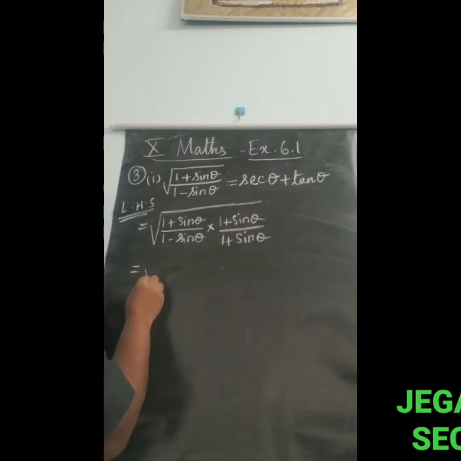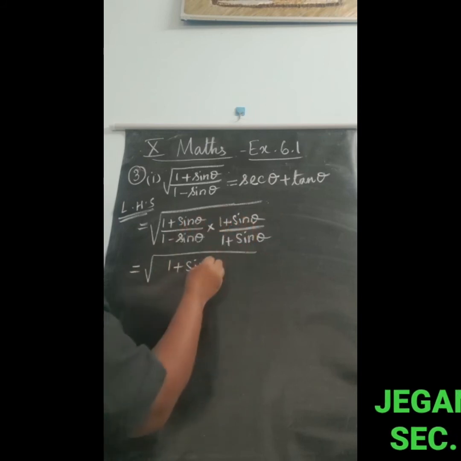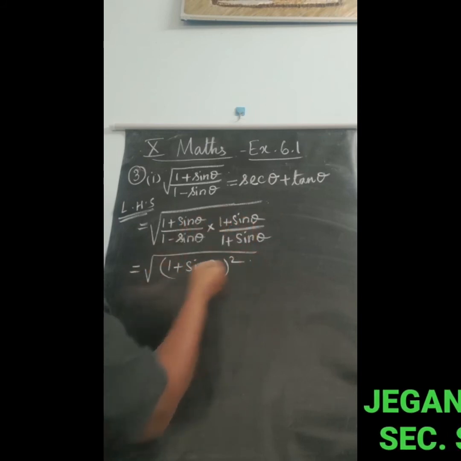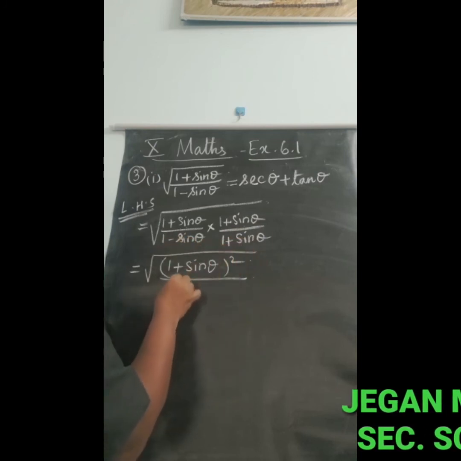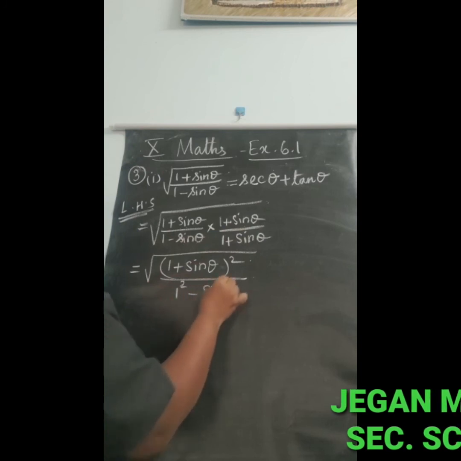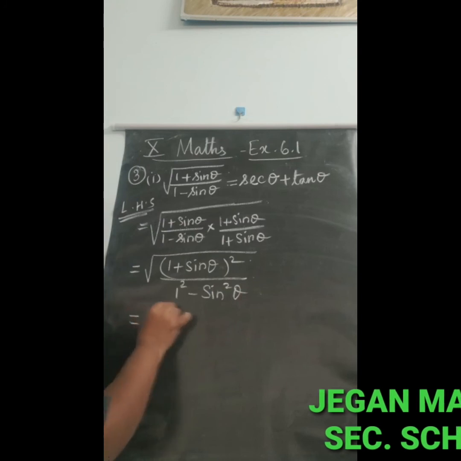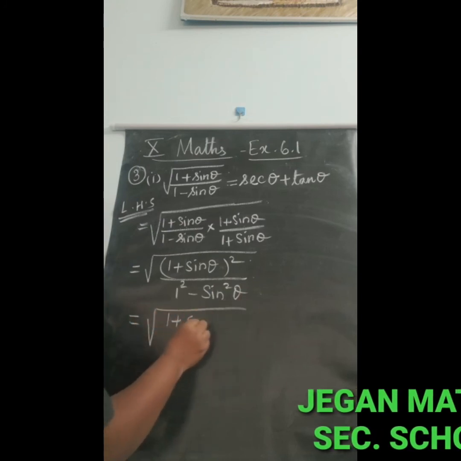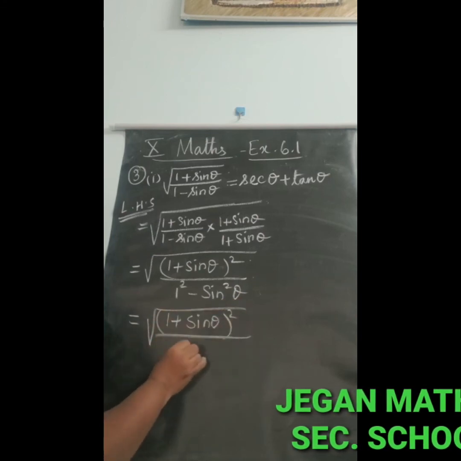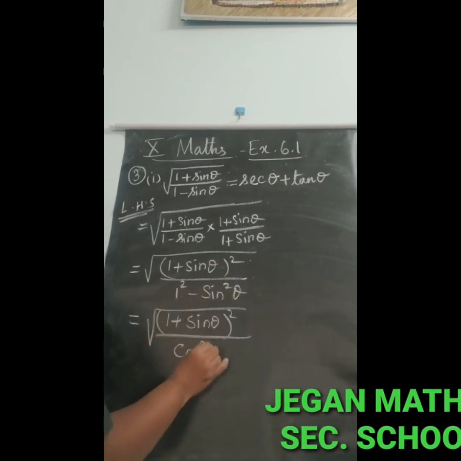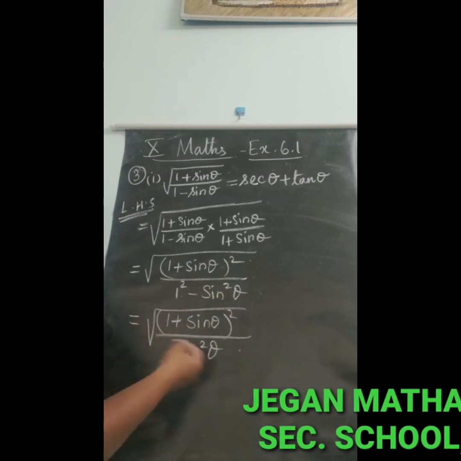So that is equal to root of 1 plus sin theta, 1 plus sin theta. So 1 plus sin theta the whole square divided by, here a minus b into a plus b, so a square minus b square, so 1 square minus sin square theta. So that is equal to root of 1 plus sin theta the whole square divided by cos square theta, 1 minus sin square theta is cos square theta. So here square and here also square, the root will be cancelled.